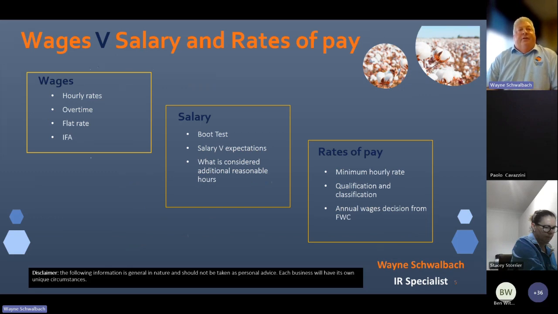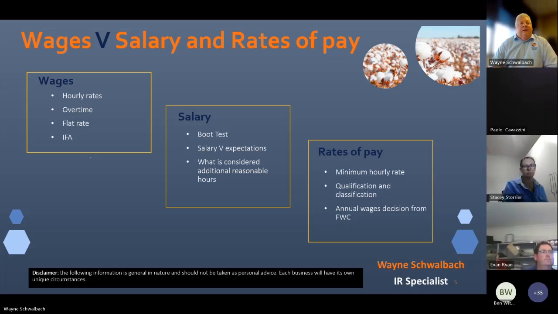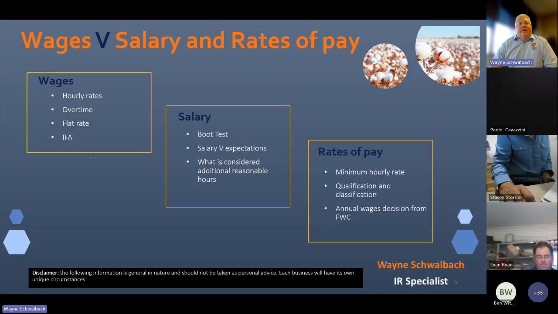Wages versus salaries and rates of pay. So for a wages staff member, they obviously work on an hourly rate. They have overtime. So for a full-time employee, ordinary time earnings or ordinary time is 38 hours. And then you have overtime after that. But as I said, in your award, you're allowed to work them up to 152 hours in a 4-week period before you incur overtime.